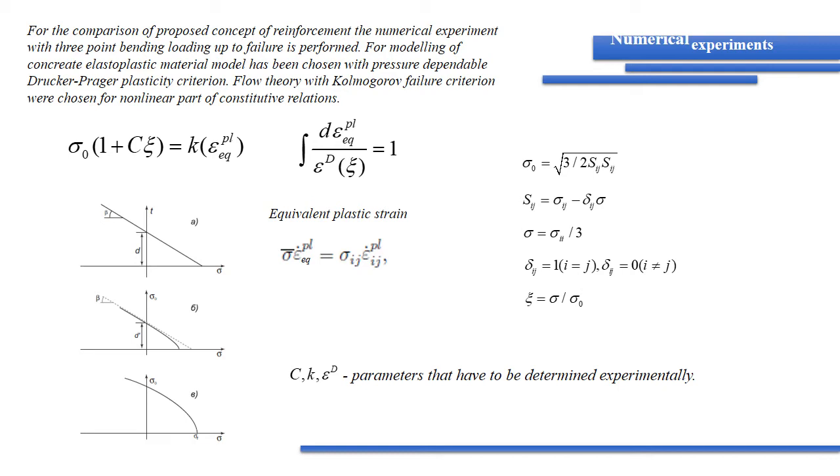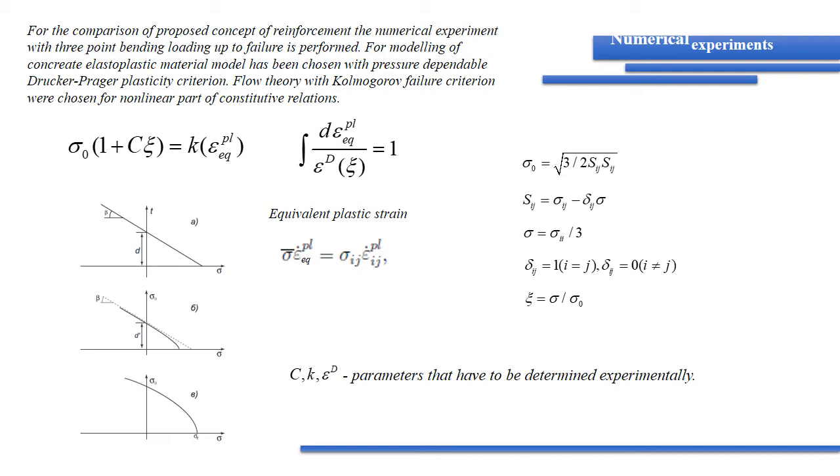As equivalent plastic strain, we use here the work spent on plastic strain, and for failure criterion we use the criterion proposed by Kolmogorov. Here we have an integral over equivalent plastic strain, and it is divided by a function of triaxiality parameters, so we can adjust the result for tension and compression.